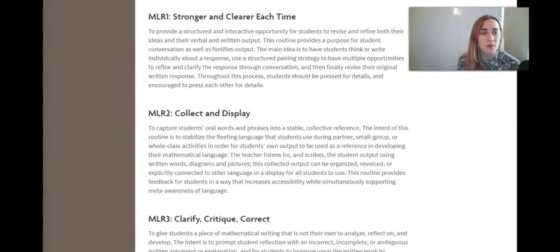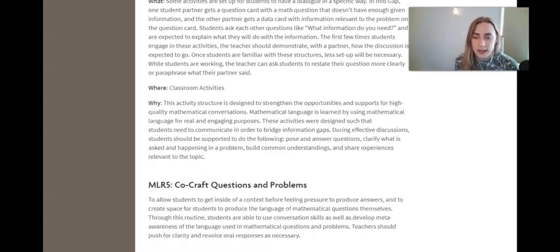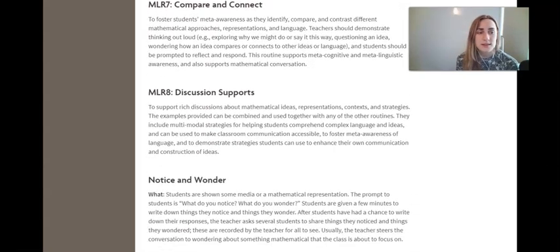We will focus on 2 of the math language routines today, MLR2, which is collect and display, and MLR8, which is discussion supports. You can read about them in this section, how to use these materials, on openupresources.org. You can also read in more detail about them if you look up the math language routines and Stanford University. For today, we're just going to look at how these routines come up in the suggested lesson that is going to be covered on day 5 and day 6, the first 2 days of week 30.